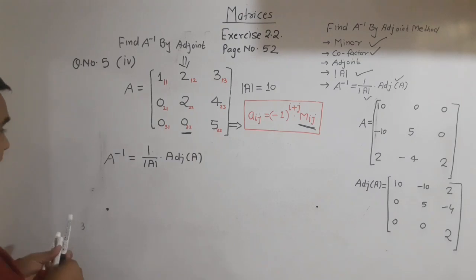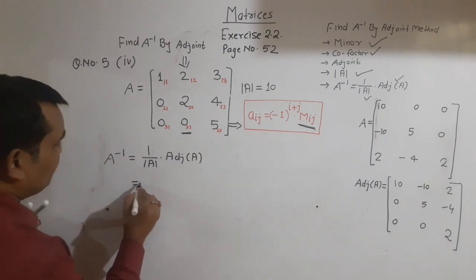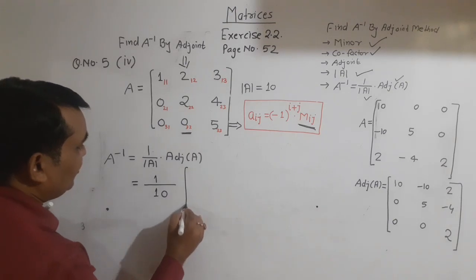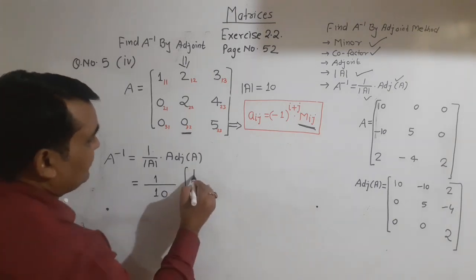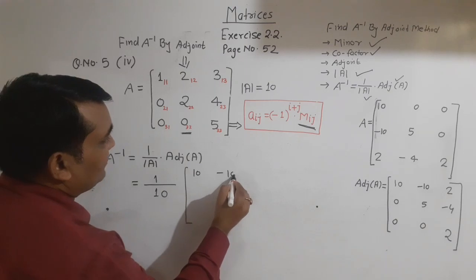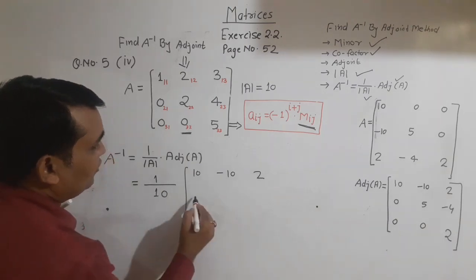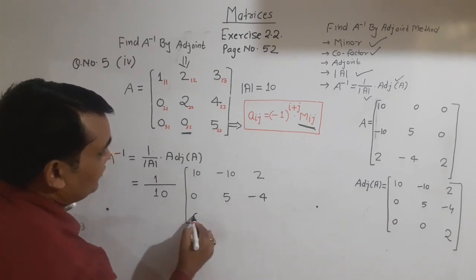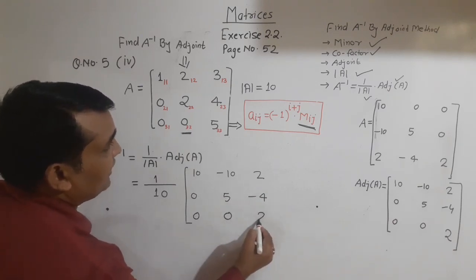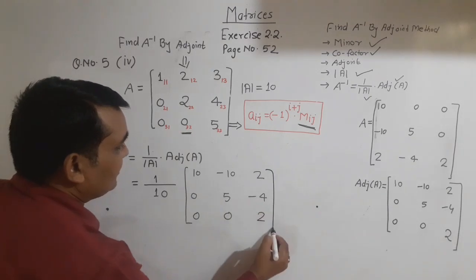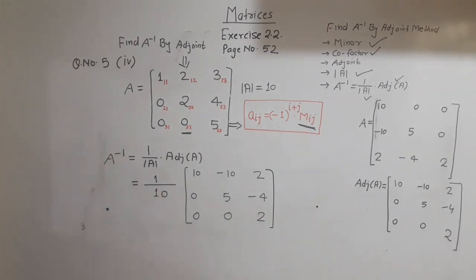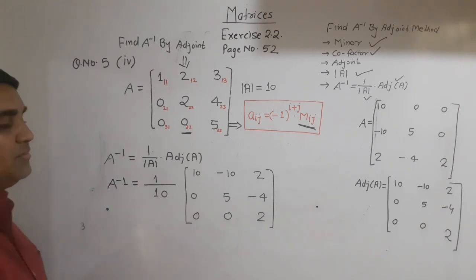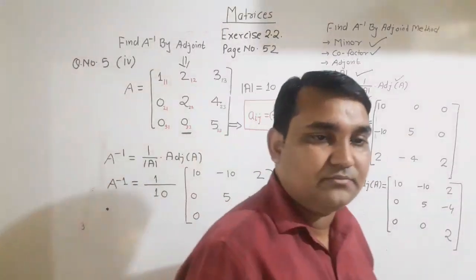So this is nothing but 1 by determinant. The determinant we got is 10, into the adjoint of A. The adjoint is 10, -10, 2, 0, 5, -4, 0, 0 and 2. This is the A inverse. In this way, you have to find out the A inverse by the adjoint method.